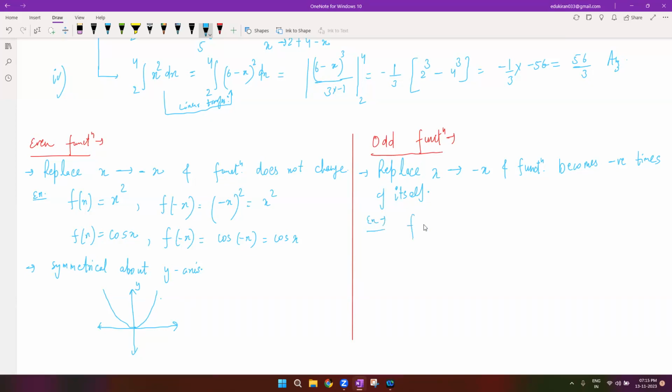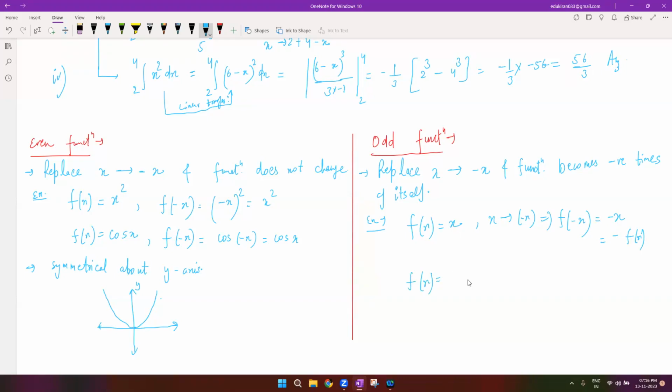Let's take some example. For example, f(x) is equal to x. If you replace x with minus x, then your function is minus times the original function. Your original function was x. So if you replace x with minus x, in this case, your function becomes negative times of itself.